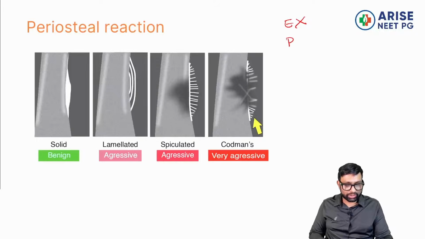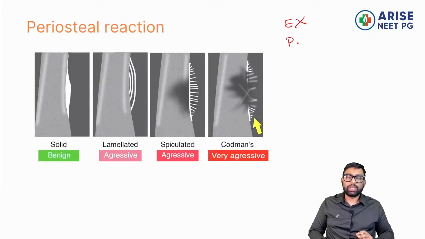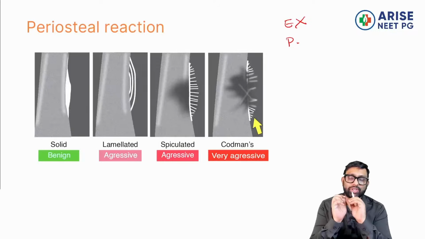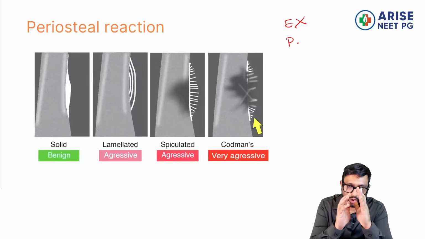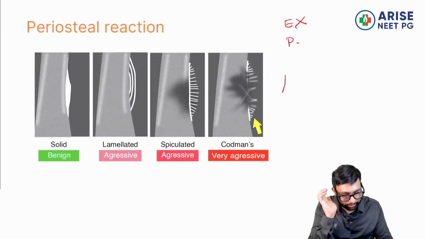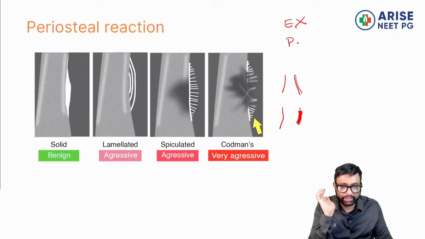So we go into periosteal reaction. You have to understand a concept in periosteal reaction: imagine this is the bone, this is the periosteum. If there is a tumor that is growing slowly or there is some infection that is growing slowly, you will notice that even the periosteum will slowly thicken. This will give a solid periosteal reaction. So a solid periosteal reaction is seen more in infections and benign tumors. Okay.